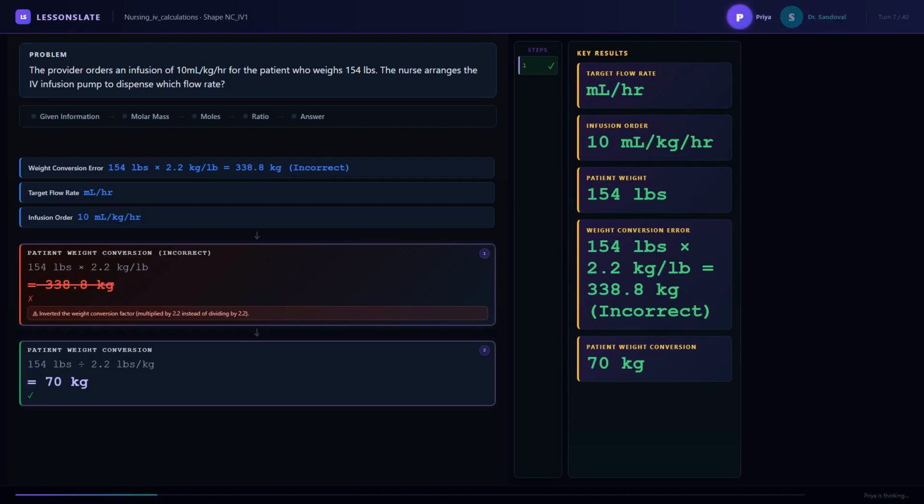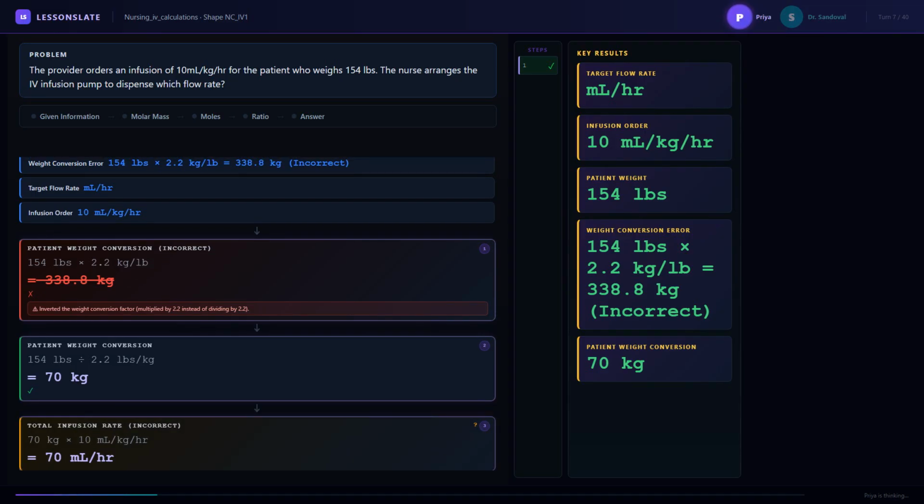Okay, so we have 70 kilograms. Now I need to use the order, which is 10 milliliters per kilogram per hour. So, I think I need to multiply 70 kilograms by 10 milliliters per kilogram per hour, right? I'd get 70 milliliters per hour.